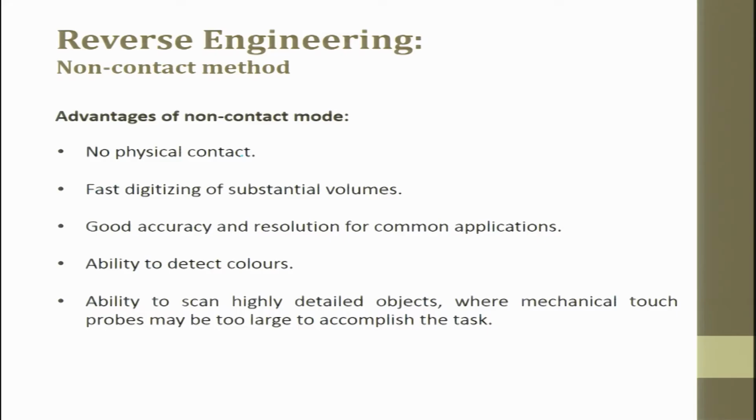So, you have no physical contact, and fast digitizing of substantial volume can be done very fast by using non-contact methods. Good accuracy and resolution for common applications can be achieved, and the ability to detect color is possible, which was not possible using contact type. We can also scan highly detailed objects where mechanical touch probes may be too large or take too much time to accomplish the task, so we can use these non-contact scanning techniques.